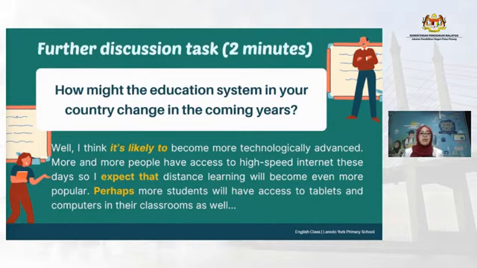Based on the question, how might the education system in your country change in the coming years? The possible answers could be, well, I think it is likely to become more technologically advanced. So they have made use of the phrase for the speculative language. More and more people have access to high-speed internet these days, so I expect that distance learning will become even more popular. All this speculative language can be very useful for this response. Perhaps more students will have access to tablets and computers in their classroom as well.